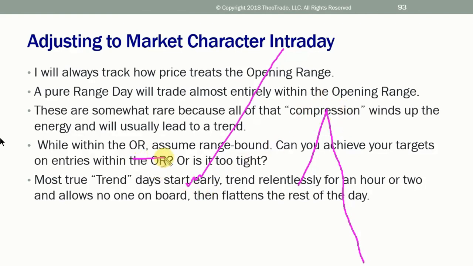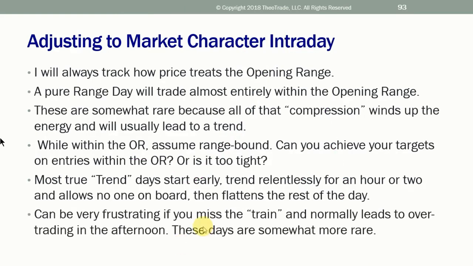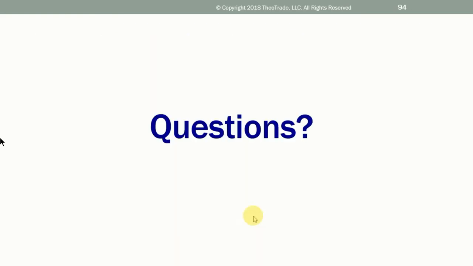And for years we saw trend days to the upside start with a little negative futures, a little pre-market gap to the downside, and then it would just get faded. So that's how they work. It can be very frustrating if you miss the train. This normally leads to over trading in the afternoon. These days are somewhat more rare now. We don't see as many of these big trend days because every day is range bound.